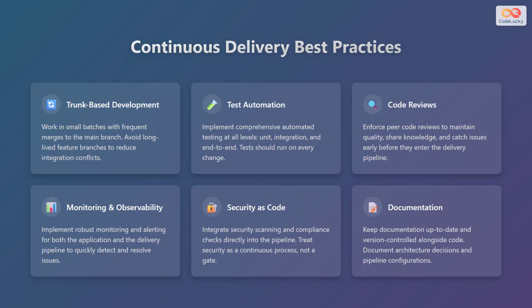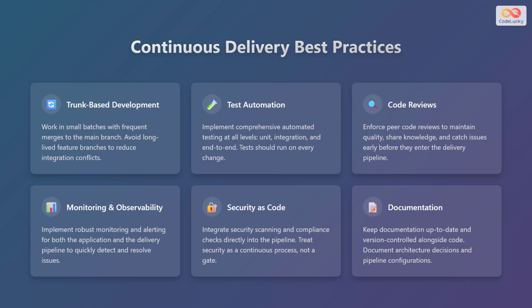Continuous delivery best practices. First, trunk-based development. Work in small batches with frequent merges to the main branch. Avoid long-lived feature branches to reduce integration conflicts. Second, test automation. Implement comprehensive automated testing at all levels: unit, integration, and end-to-end. Tests should run on every change. Third, code reviews. Enforce peer code reviews to maintain quality, share knowledge, and catch issues early before they enter the delivery pipeline.